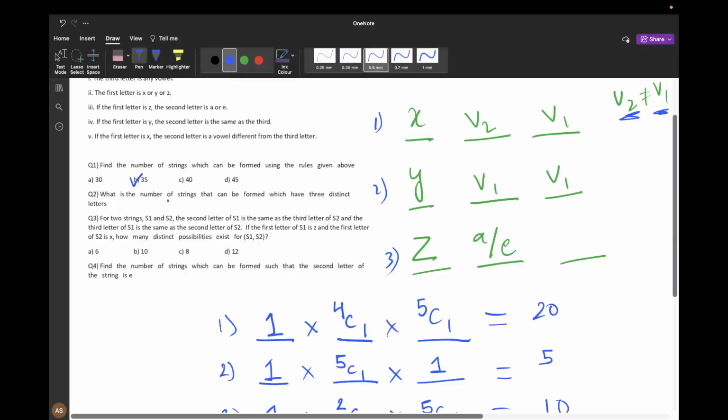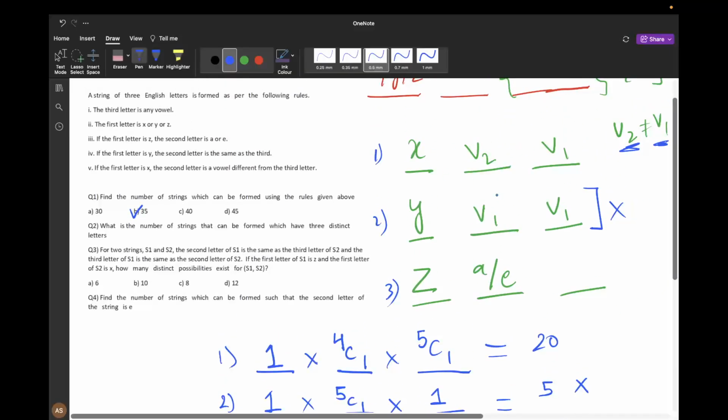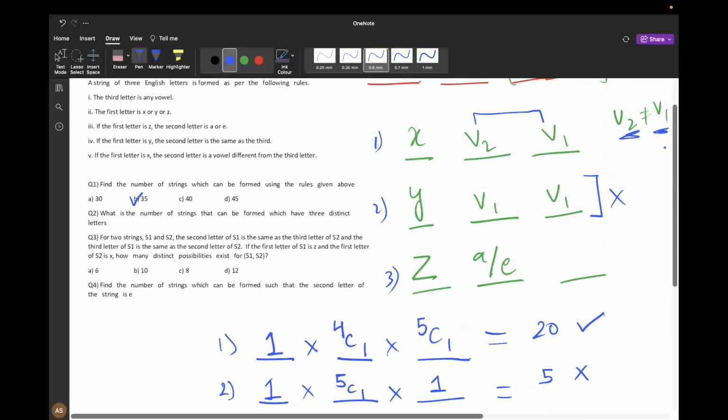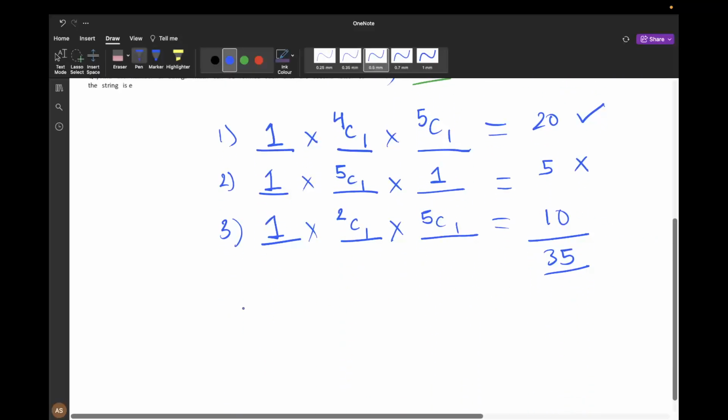Coming to question number 2, what is the number of strings that can be formed which have 3 distinct letters? So in condition 2, we already know the 2 letters are repeated, second and third, so this goes out of the picture. So we remove 5 from the total, right? Now in condition 1 and condition 3, let's see how many letters are there actually. X, V2 and V1, they have specified that V1 is not equal to V2, so basically all 3 are distinct characters, so all 20 would be there. Now coming to Z, A and E, let's write sub conditions for Z, A and E.